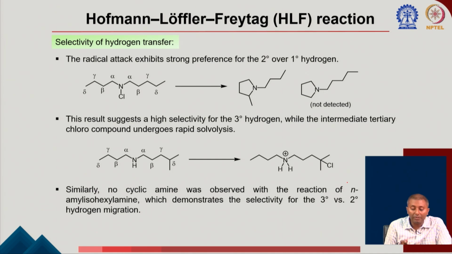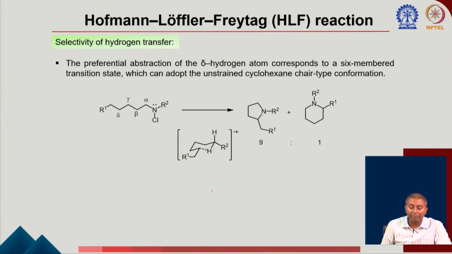Again, the radical attack exhibits a strong preference for the secondary over the primary. That means if there are two different positions where the radical can be formed, it will prefer going for the secondary over the primary. As you know, the stability of the radical is the important factor. Okay, so this result suggests high selectivity for the tertiary hydrogen over the others. Here, the preferential abstraction of the gamma hydrogen atom corresponds to a 6-membered transition state.